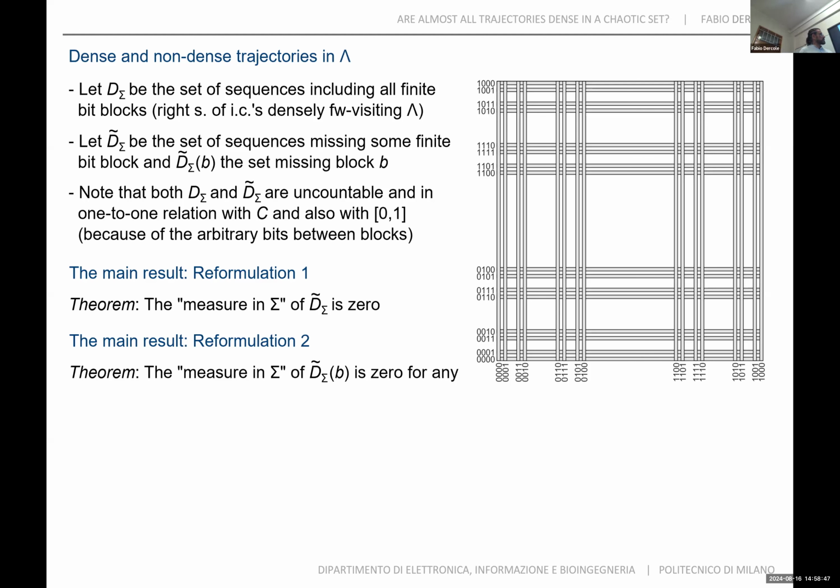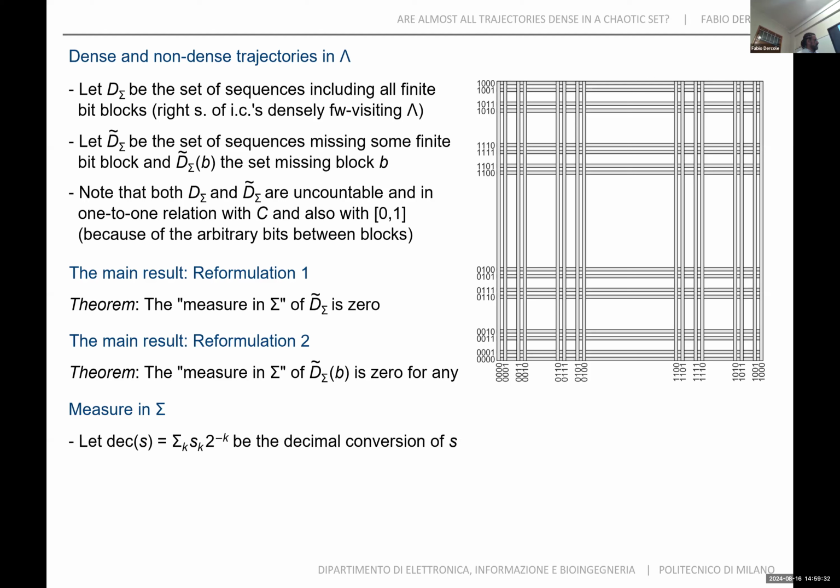So we have to show that, taken a specific block B, the set of infinite sequences not showing that block has measure 0 in the set of all possible sequences. But we have to define a measure. Measuring sigma. One possible way to define a measure in sigma is to take the bits of sigma, take a sequence in sigma. This is just a simple operator that I did.